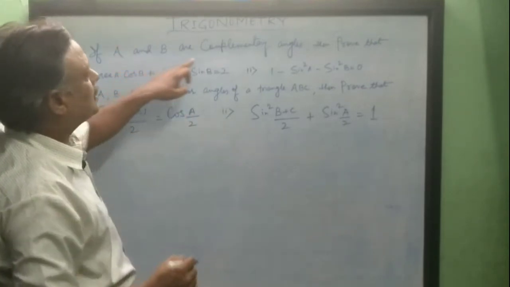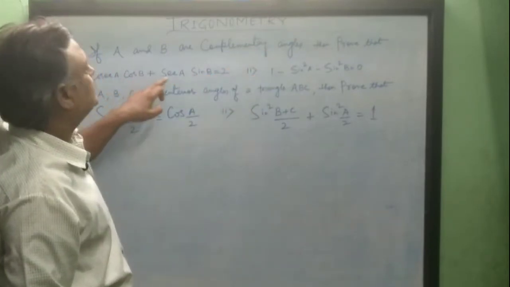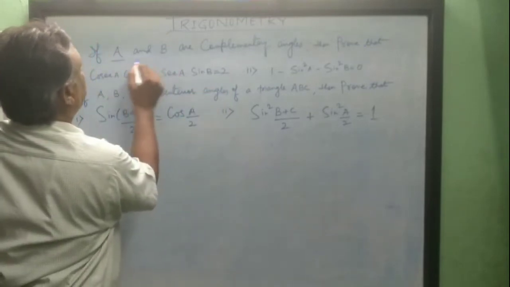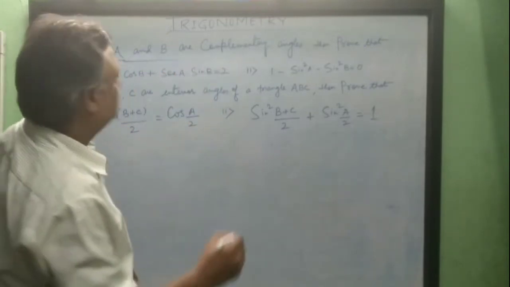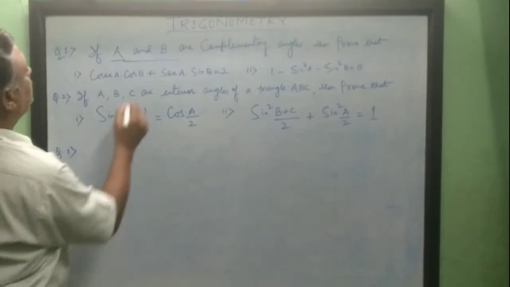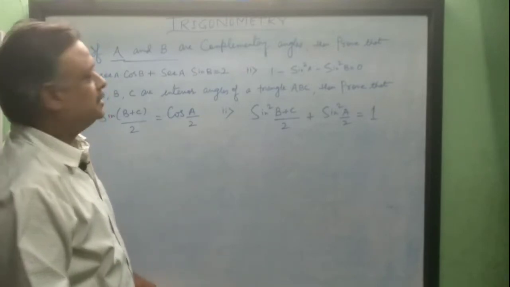If A and B are complementary angles, then prove that cosec A into cos B plus sec A into sin B is equal to 2. Already it is given that A and B are complementary angles. It means A plus B is equal to 90 degree.